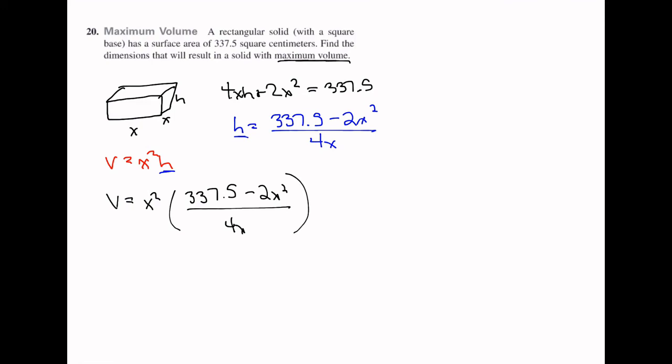And as we've been doing, you want to simplify this a little bit before you move on. So we can cancel that x with that x. And I can also now write my volume equation as 1/4, so I'm not looking at this as a fraction. And I'm going to distribute this x through that quantity. So then I would have 337.5x minus 2x cubed.